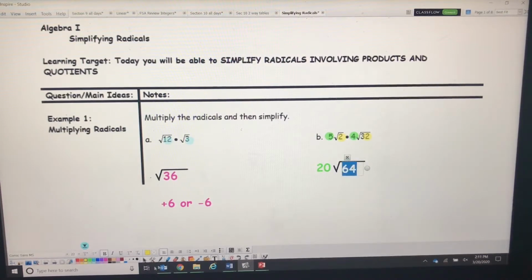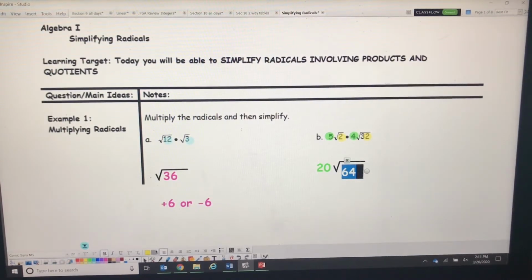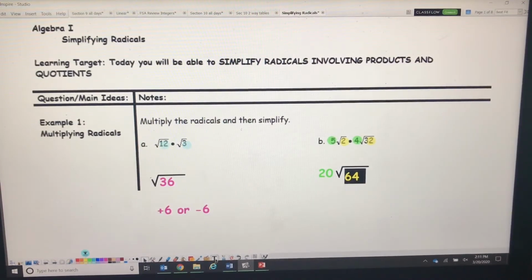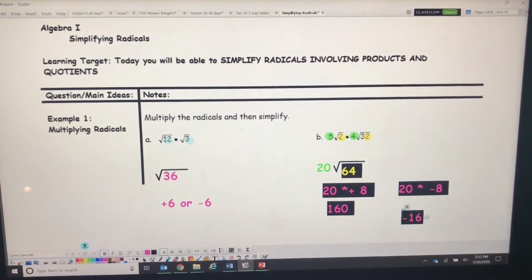Let me change that color so you guys can see that. So we'll make it a background. If we take a look here, what this is saying is I have 20 times the square root of 64. 64 is an actual perfect square. So I can take the square root of 64 so that I end up with 20 times 8. Therefore, this is 160. It's 20 times positive 8. Oops, and I put that behind it. It should be in front of it, which gives me a positive 160, or 20 times negative 8, which gives me a negative 160.